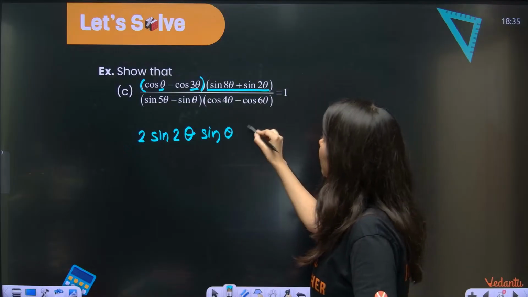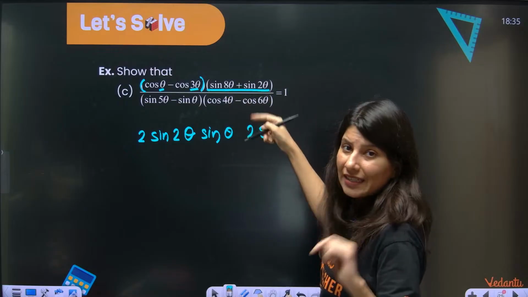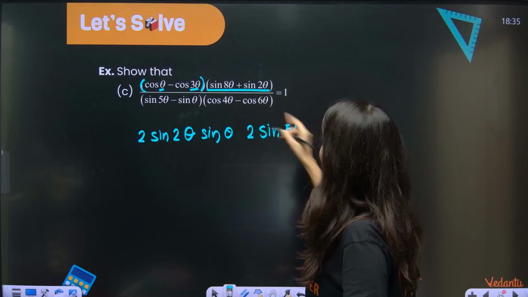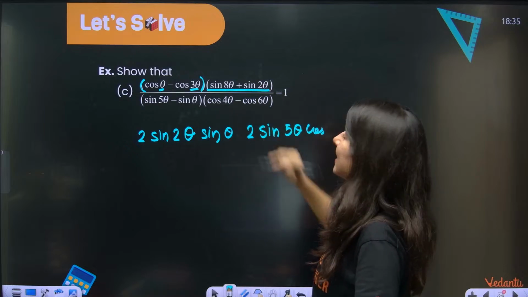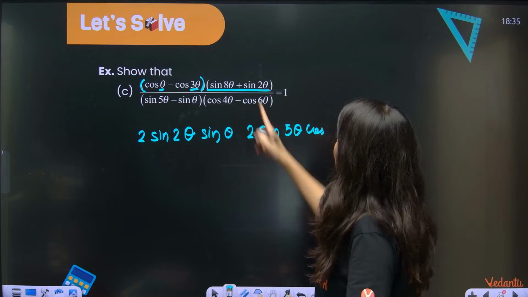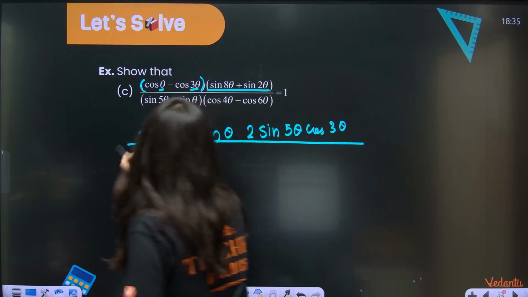Sin C plus sin D is 2 sin C plus D by 2. So 8 plus 2, 10, 10 by 2, 5. 2 sin (C plus D)/2 cos (C minus D)/2. So 8 minus 2, 6, 6 by 2, so 3 theta. Whole upon.